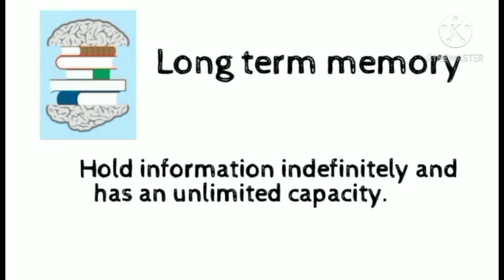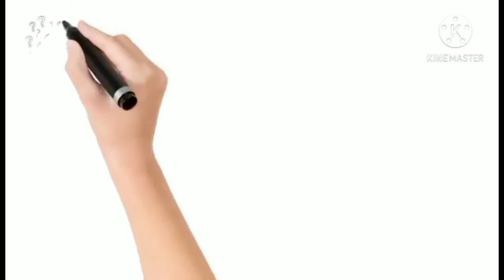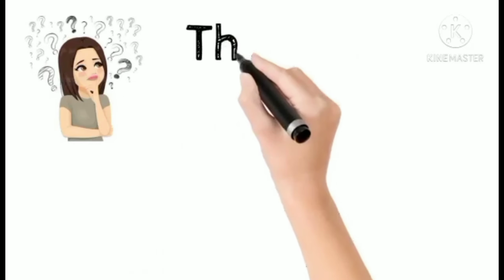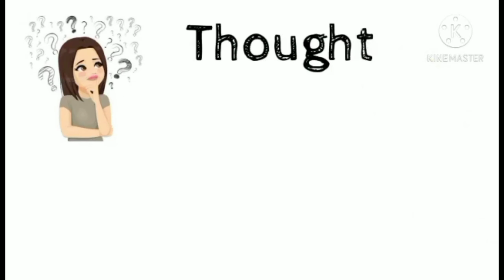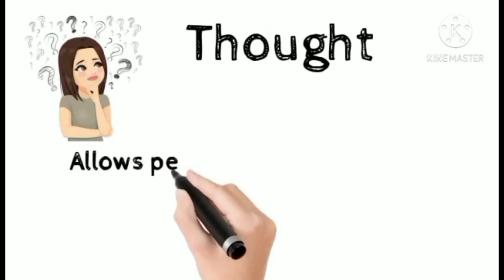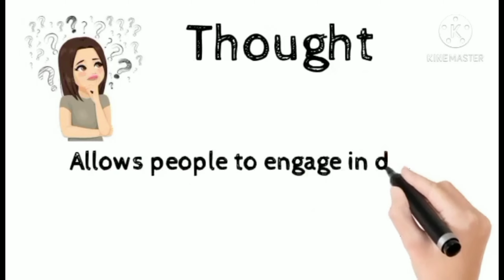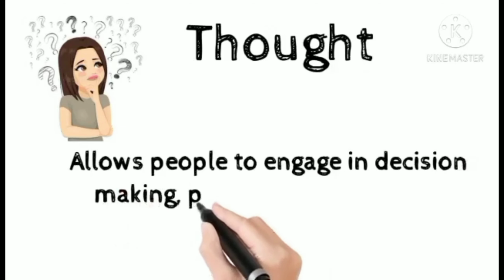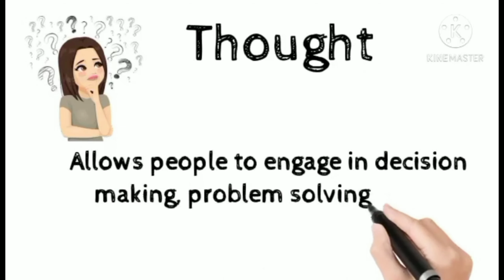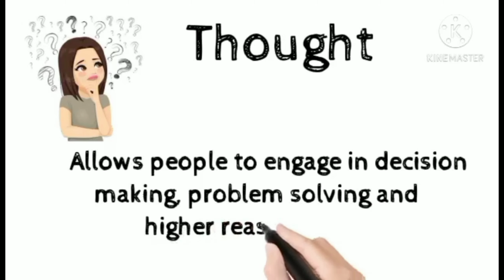The last part of cognitive processes is thoughts. The word thought is defined as an idea or opinion produced by thinking or occurring suddenly in the mind. This is a very important part of cognitive processes because it allows people to engage in decision making, in problem solving, and higher reasoning.